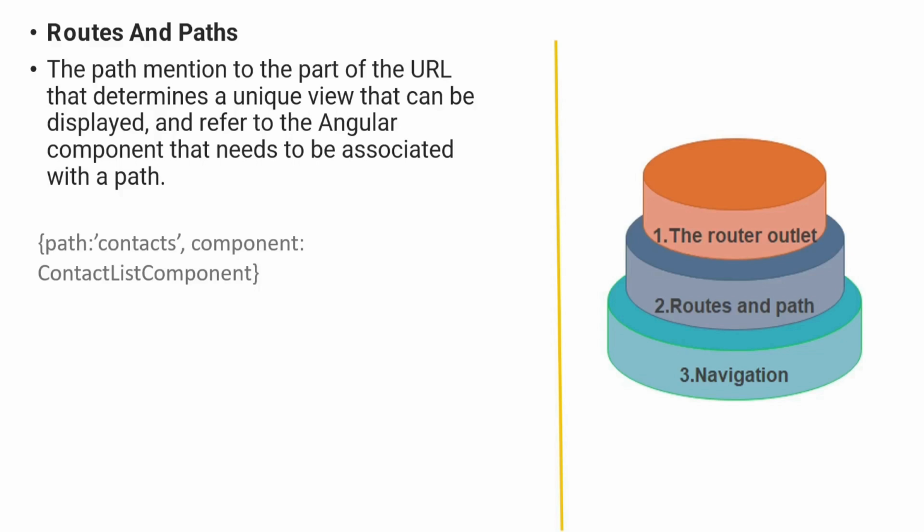So you need to define this path object in your routes array, and there you have to provide two elements. First is your path, which will be present in the URL of the browser, and the second is a component. The component refers to the view that you want to show inside your router outlet tag.